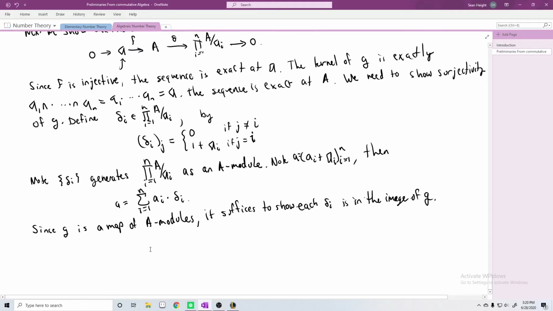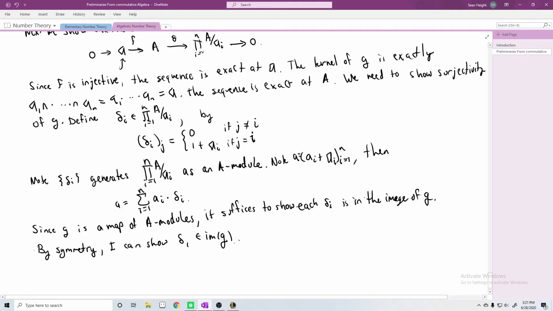Okay. So really, this problem is fairly symmetric in the sense that if I can show delta 1 is in the image of G, then I can basically slightly adjust the argument to show that each delta sub i is in the image of G. So without loss of generality, by symmetry, I can show delta 1 is in the image of G.